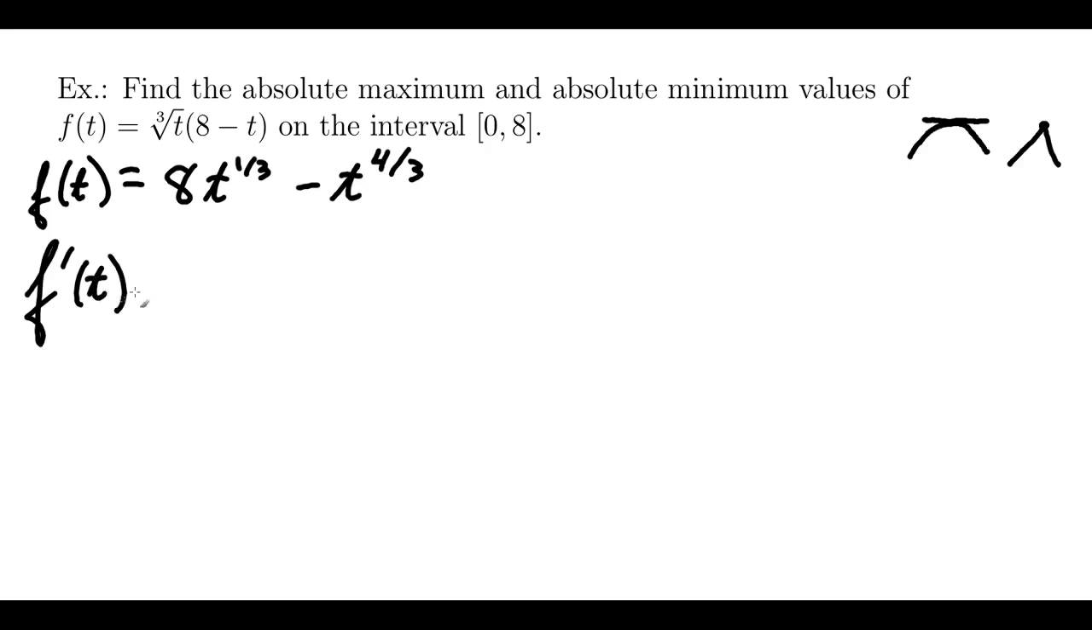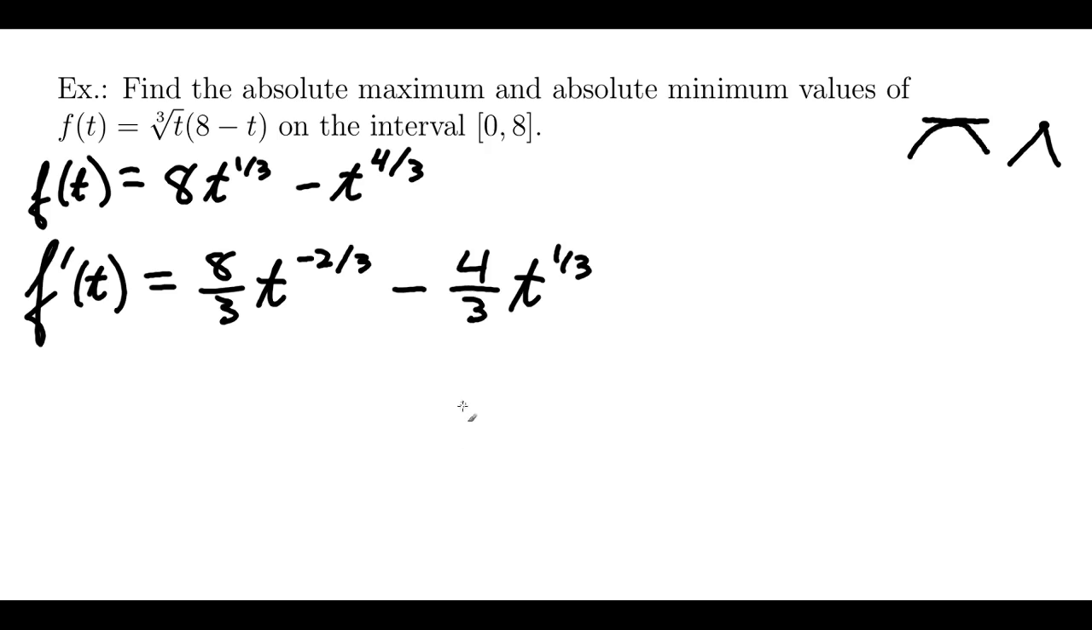We'll take f prime of t, and using the power rule there, we have 8/3 t to the negative 2/3 minus 4/3 t to the 1/3. So we need to ask ourselves where this is either 0 or undefined. I like to try to remember to check whether it's undefined first, because that's usually a much easier question to answer than solving to find out where it's 0. And if we do the algebra of finding where it's 0, it's easy to forget that, oh wait, we're supposed to check also where it's undefined.